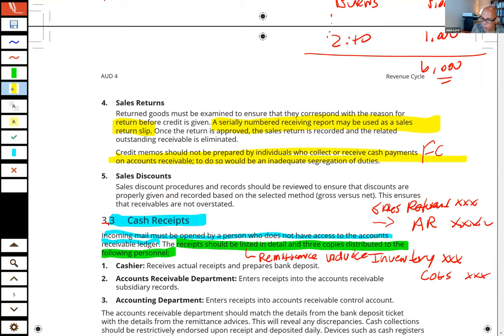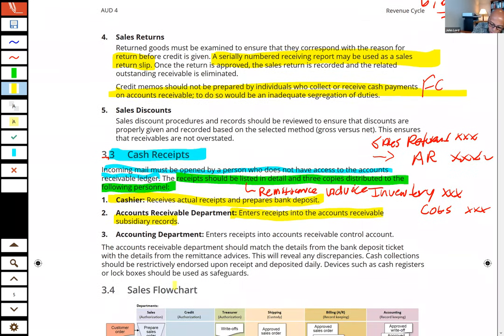But if you look, the cashier receives the actual receipts and prepares a bank deposit ticket, and then the accounting department enters receipts into the accounts receivable subsidiary ledger. Then the accounting department will take the total of those receipts and enter that into the GL. That's why those numbers should match all the time. So in the accounts receivable department, they're doing the individual entry to each person's account. In the GL, they're taking that total and entering that.